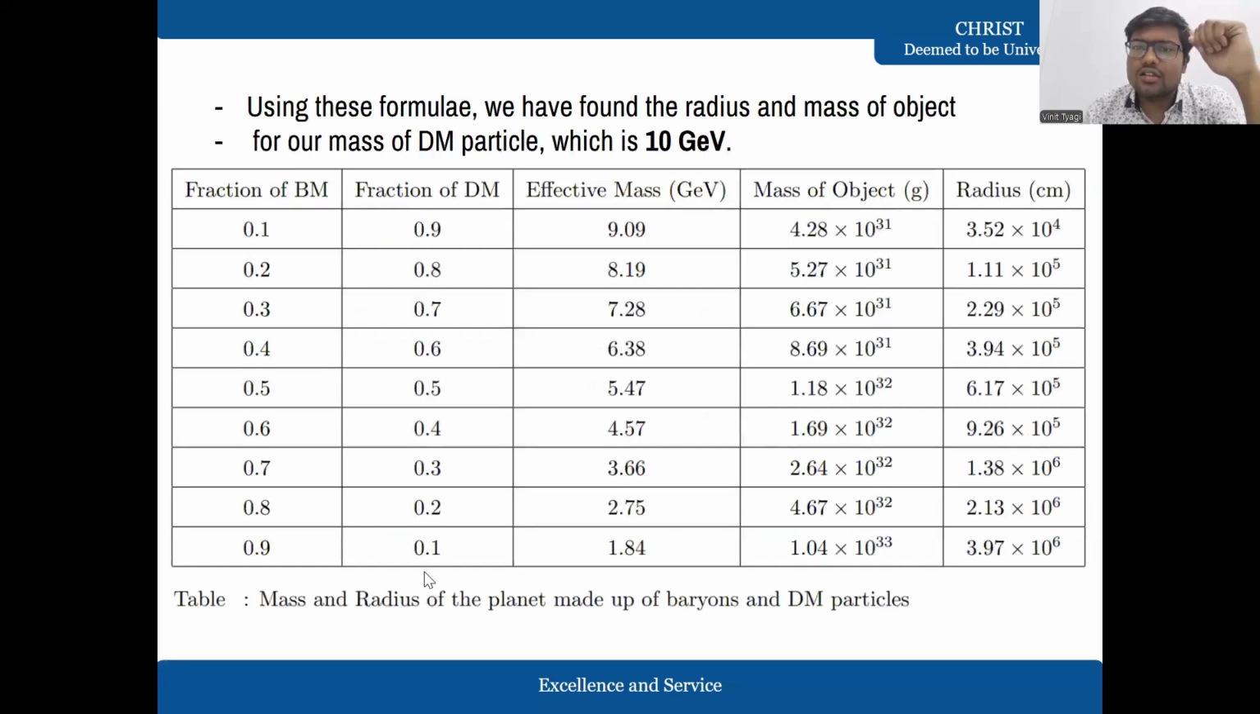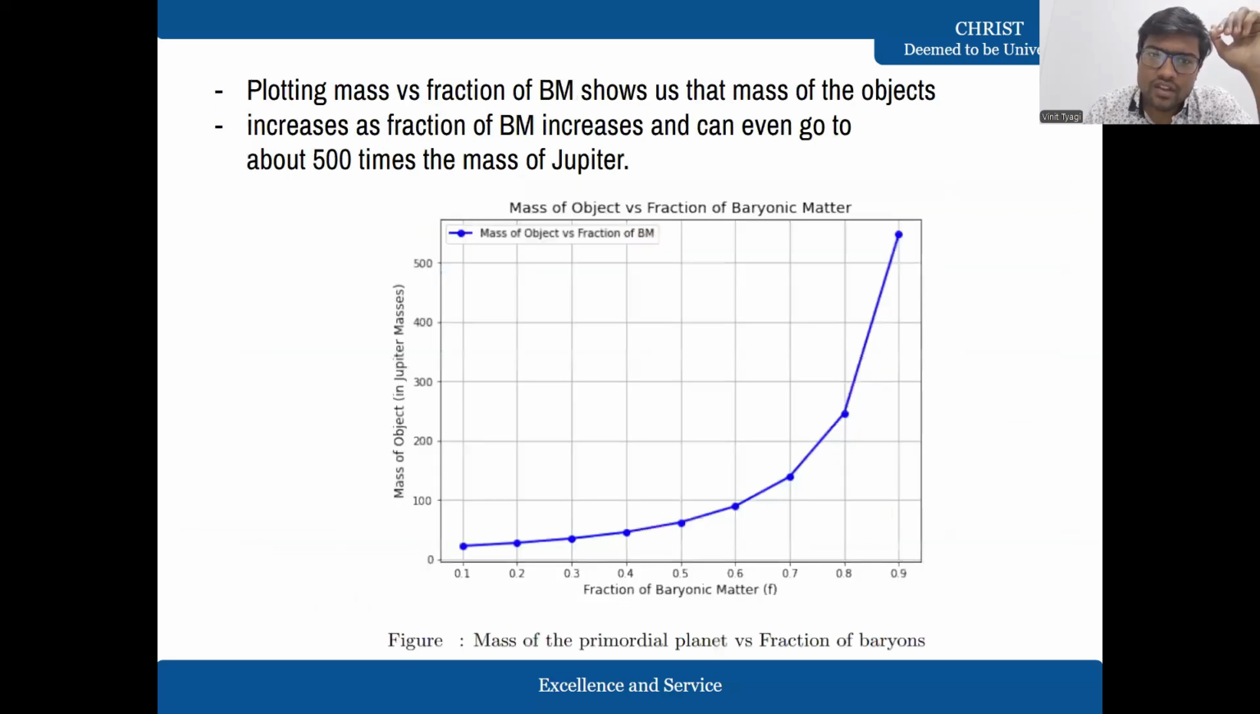So using these equations, we get the fraction of dark matter, the fraction of baryonic matter. We have the effective mass. We get the effective mass, combining both, and the mass of that object and the radius of that object. And this is only for 10 gigaelectron volt, which we have constrained earlier. So plotting that with respect to the fraction of baryonic matter, with the mass of the object on the y-axis, we get a plot like this. We see that as the fraction of baryonic matter increases, the mass of the object rapidly increases.